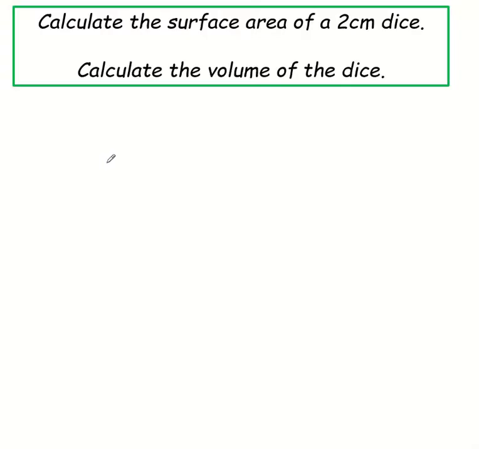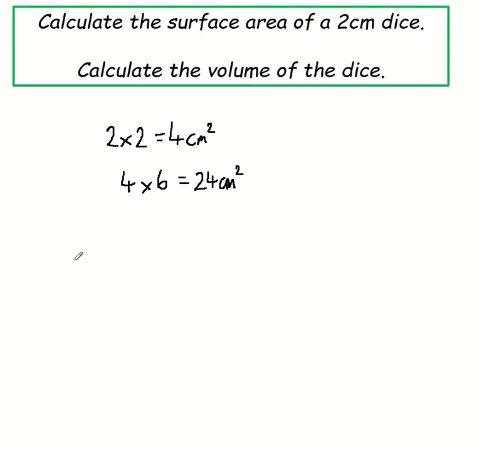So if we have a look at how to solve this then, our first part, calculate the surface area of a 2 centimeter dice. So the first thing we need to do is work out the area of a single face. So that is just 2 times 2, which is going to give us 4 centimeters squared. And then we need to multiply that by the number of faces. So it's going to be 4 times the 6 faces we've got on our dice, which gives us 24 centimeters squared. So that's the surface area of our dice.